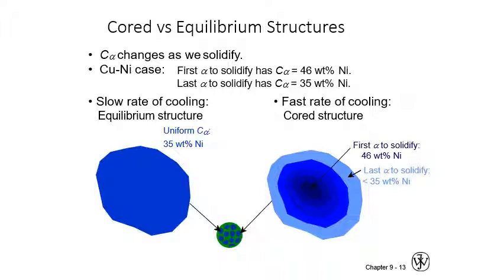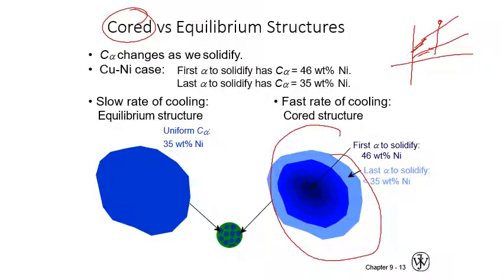Now non-equilibrium cooling is what gives us the cored structure. For example, if this is my phase diagram, and I move down without using controlled temperature cooling, then we will have a cored structure. In a cored structure, the composition of alpha is not uniform, right?